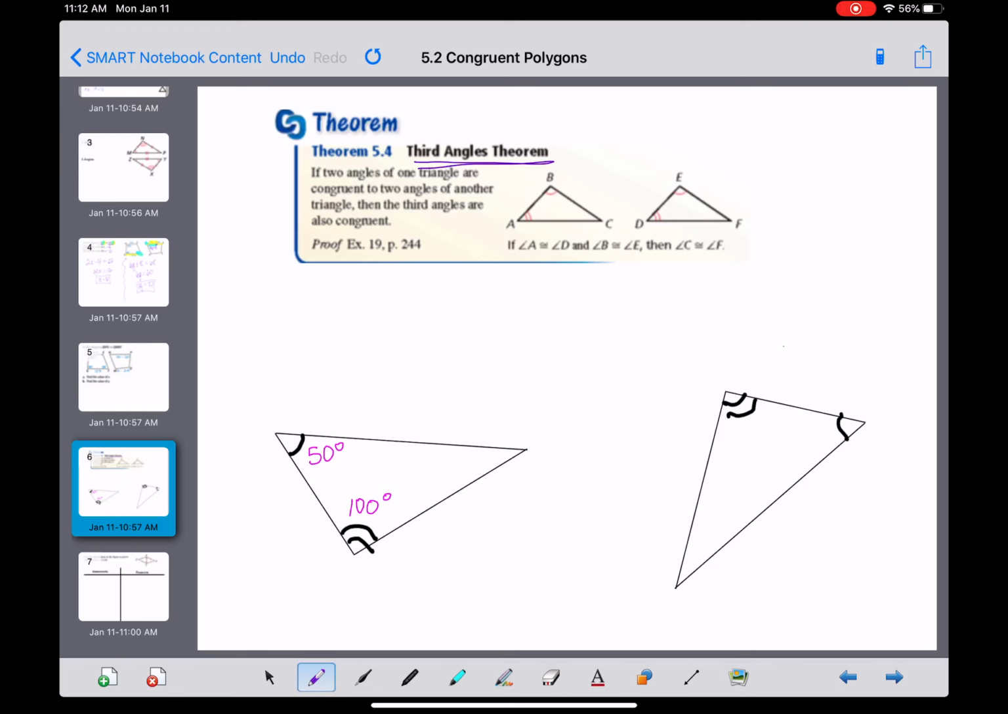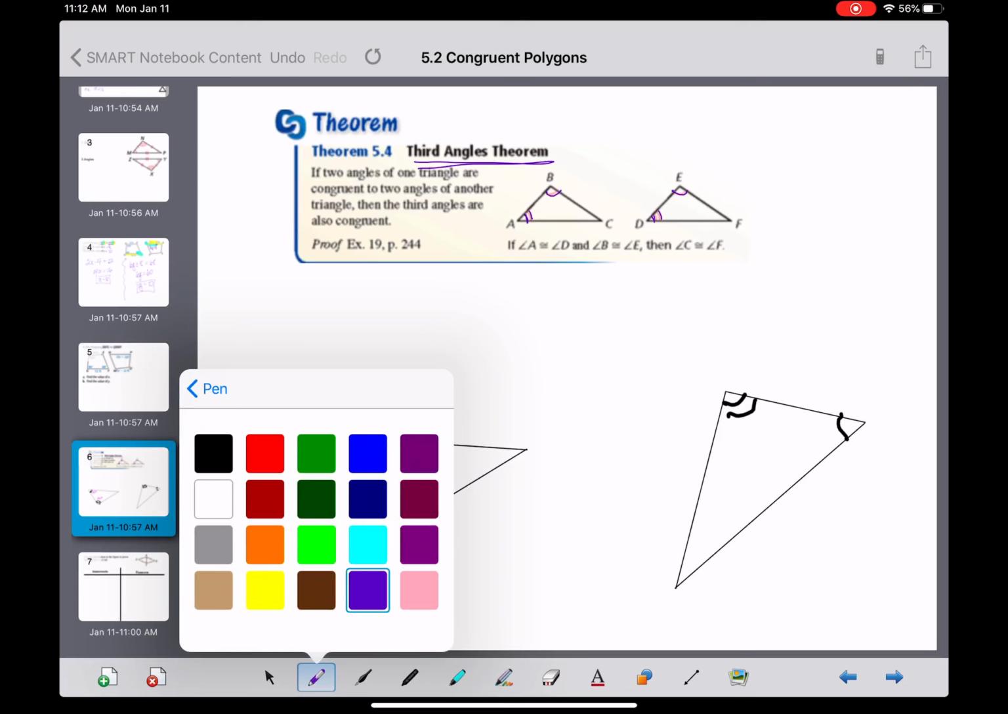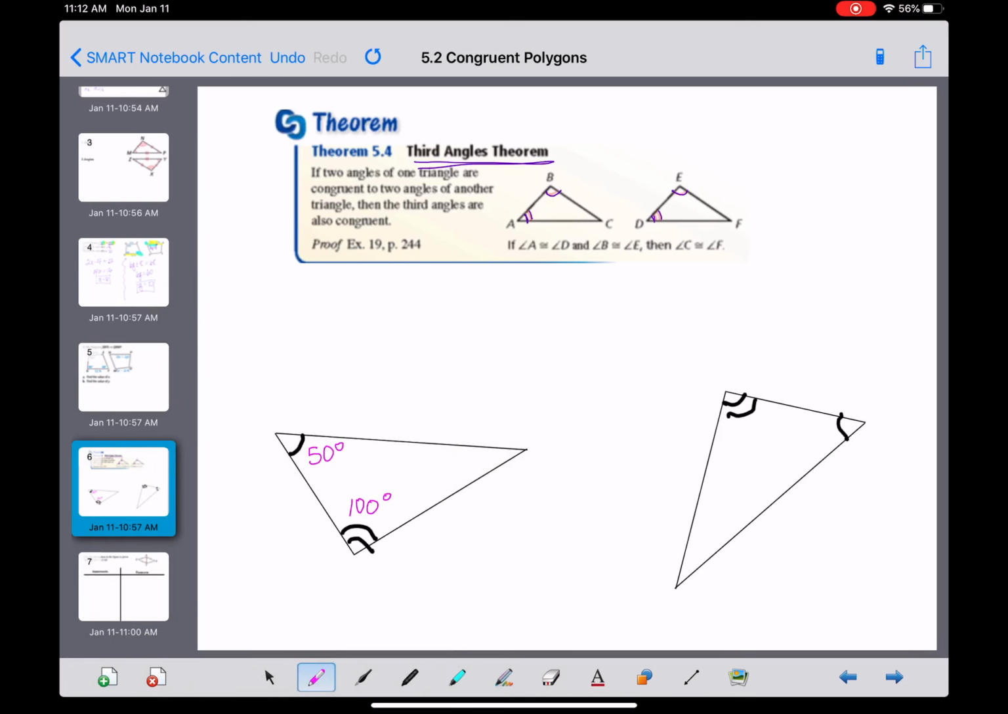so that means angle A is congruent to D, so that's one angle. Angle B is congruent to angle E, that's the second angle. Then we are allowed to say that the third angle is congruent to each other. So therefore, C is congruent to F because that's the third angle. So let's just make sense of that.